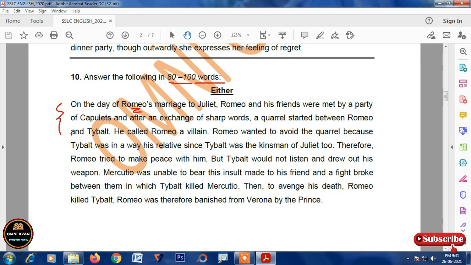Here I've exceeded 100 words, but from my answers you try to shorten it, or you try to elaborate it. Wherever you find shorter answers, you try to elaborate it, and wherever you find longer answers which have exceeded the word limit, you try to shorten it, and then write a very good answer. Then only your marks will increase.